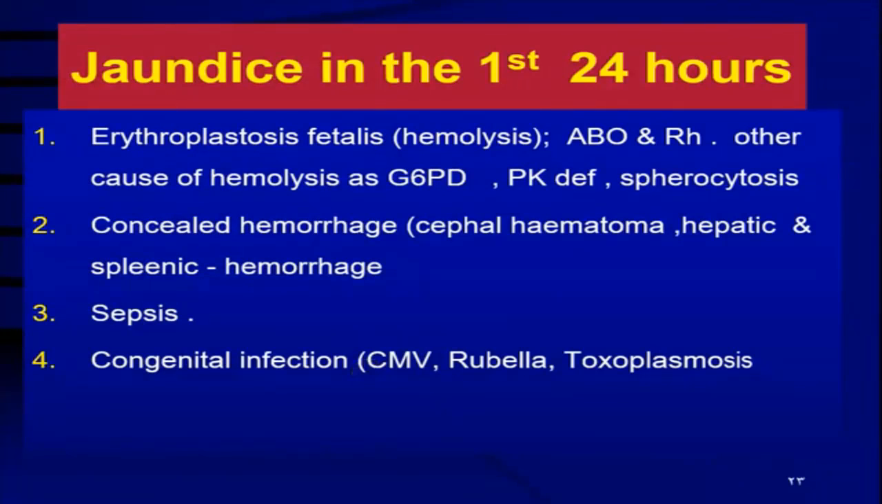may indicate pathological jaundice. Now, what are the causes of jaundice in the first 24 hours? First of all, we have hemolysis or erythroblastosis fetalis, and the most common is ABO incompatibility. Then we have Rh incompatibility, and other causes of hemolysis: G6PD deficiency, spherocytosis, and so on. Then we have concealed hemorrhage like cephalhematoma, hepatic or splenic hemorrhage, or any hemorrhage. Sepsis, and congenital infection like CMV, rubella, toxoplasmosis, and so on.